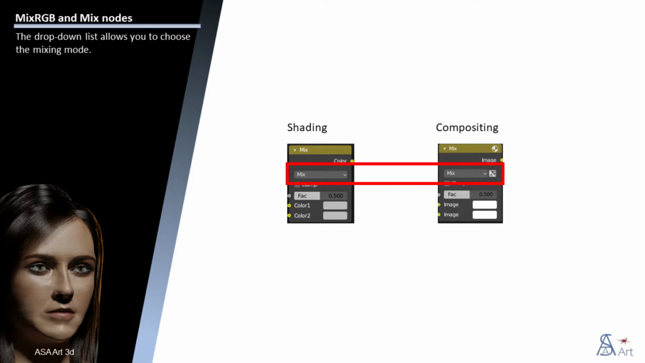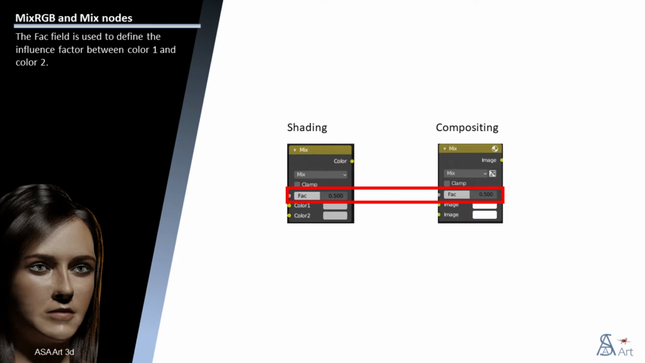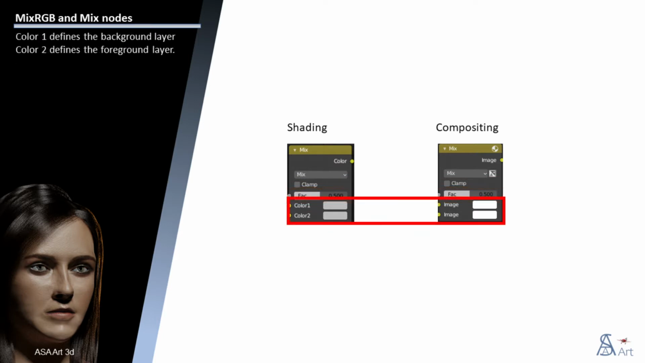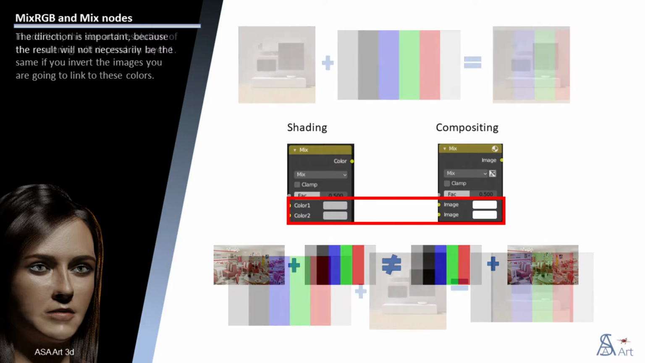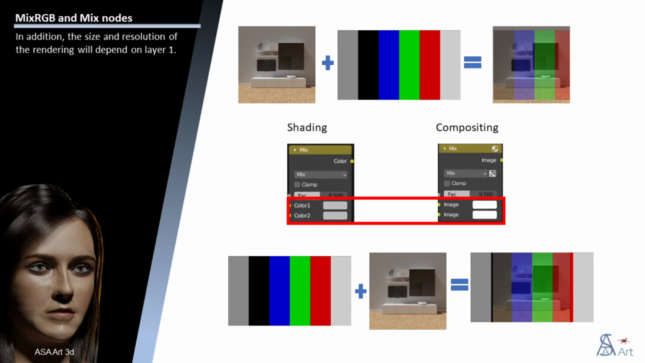The drop-down list allows you to choose the mixing mode. The checkbox allows to limit the output values between 0 and 1. The fact field is used to define the influence factor between color 1 and color 2. Color 1 defines the background layer. Color 2 defines the foreground layer. The direction is important, because the result will not necessarily be the same if you invert the images you are going to link to these colors. In addition, the size and resolution of the rendering will depend on layer 1.